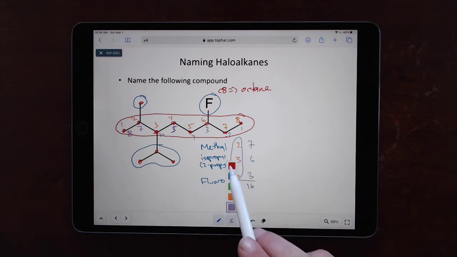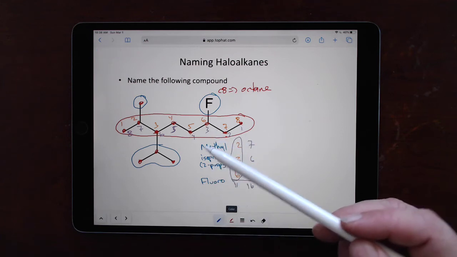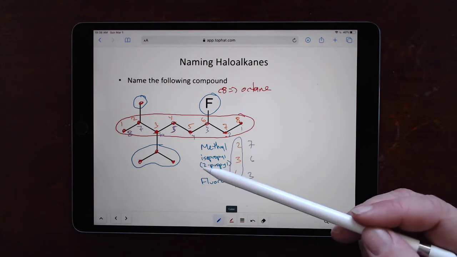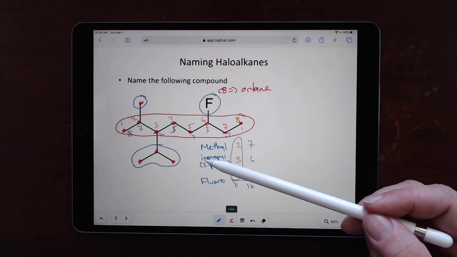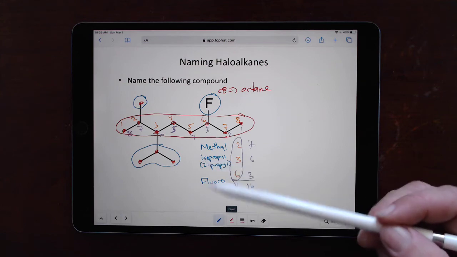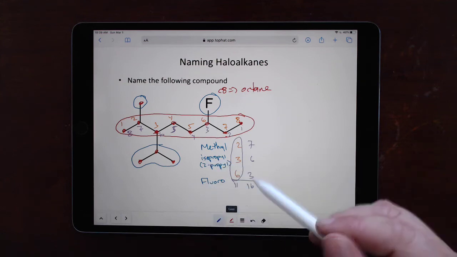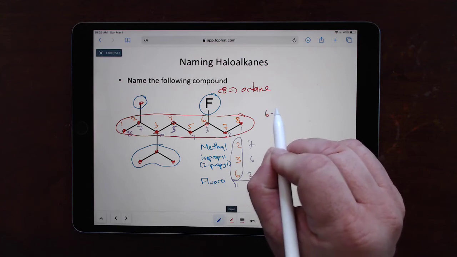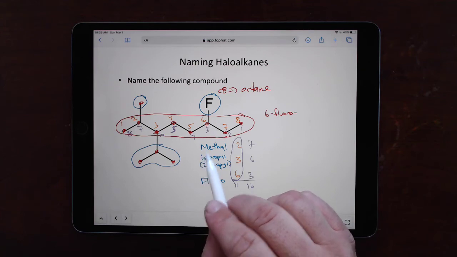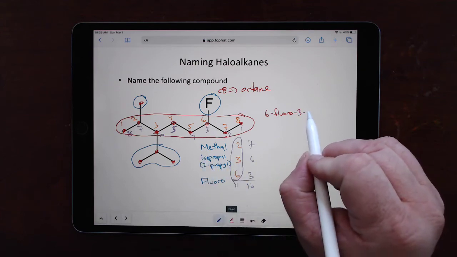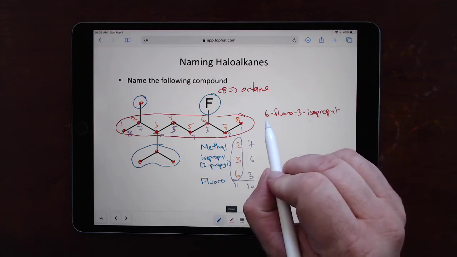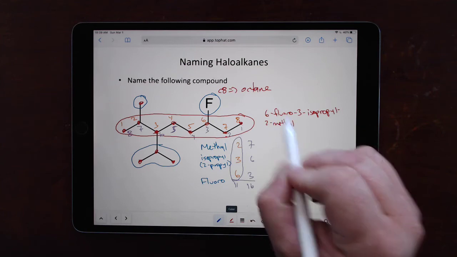Okay, so let's do the isopropyl first. For this one, the iso in isopropyl makes a difference, so we alphabetize fluoro, isopropyl, methyl. If we're going to use those names, fluoro comes first, so it's going to be 6-fluoro, and then isopropyl comes before methyl, so then it's 3-isopropyl, and then 2-methyl octane.